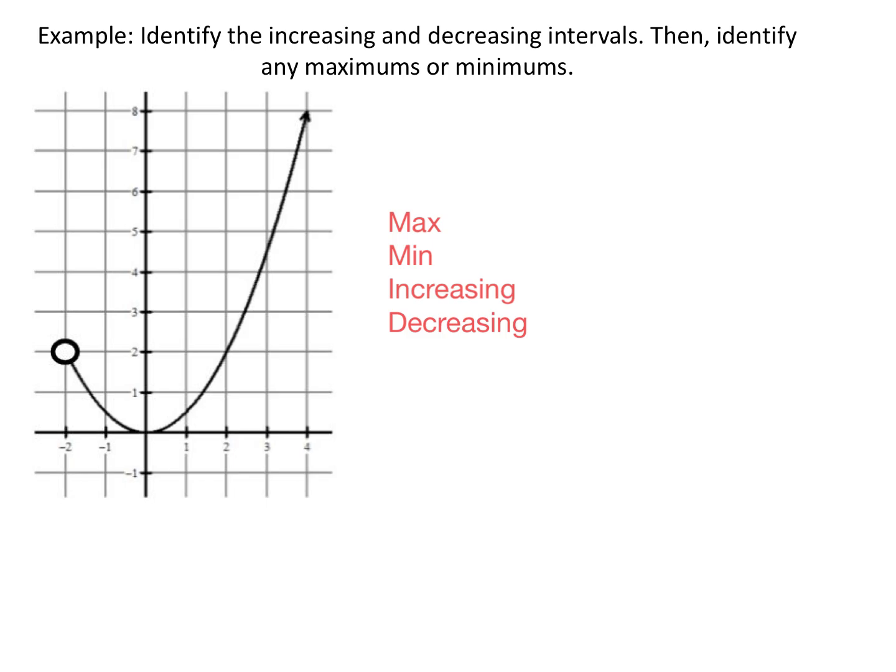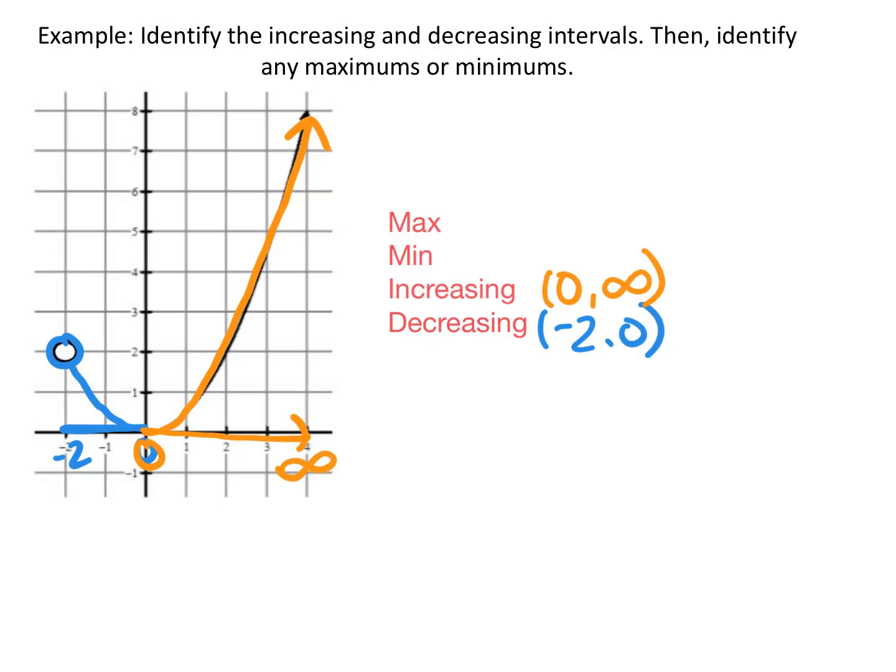In this example, I start with, I'm decreasing. So from here to this point here. So from -2 to 0, I'm decreasing. And then I start going uphill. So I'm increasing from 0 and it keeps going forever. So from 0 to infinity, I'm increasing. And then if I look, I have a minimum right here at 0, 0. And my maximum is none.